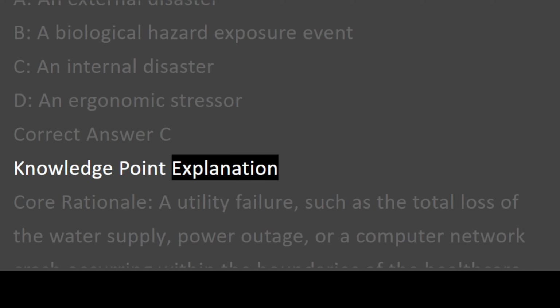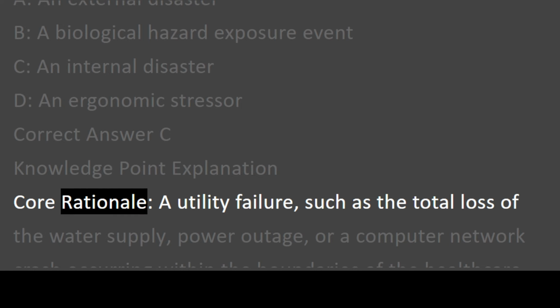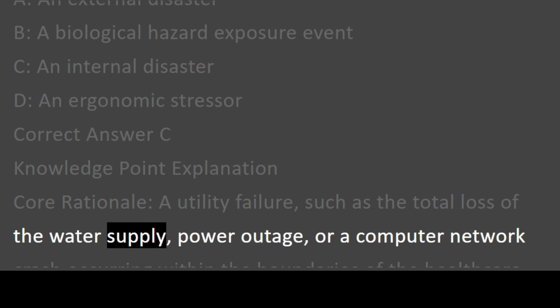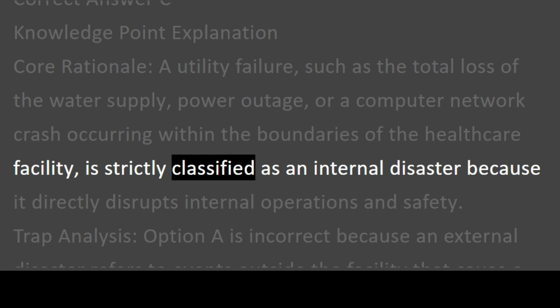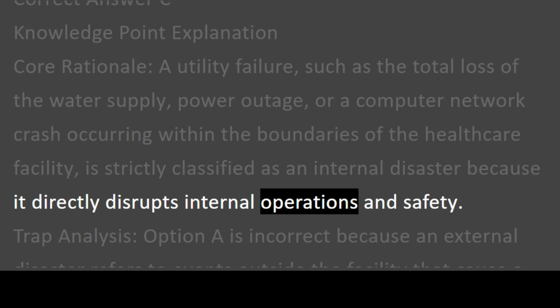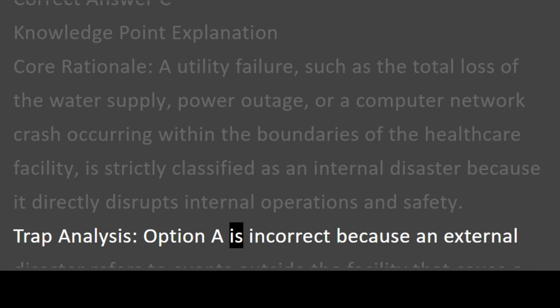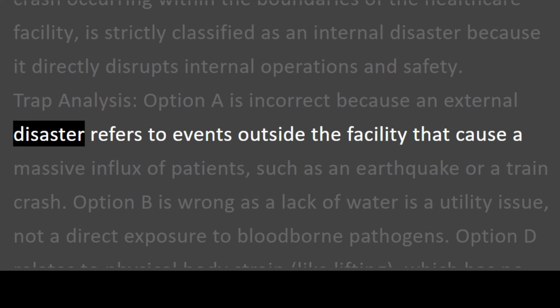Knowledge point explanation. Core rationale. A utility failure, such as the total loss of the water supply, power outage, or a computer network crash occurring within the boundaries of the healthcare facility, is strictly classified as an internal disaster because it directly disrupts internal operations and safety. Trap analysis.